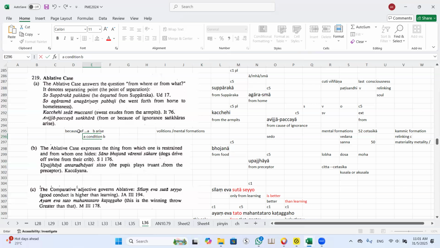B arises because of A. So it's all the same. B arises because of A. So this is interlinked with how you use the English. B arises because of A condition B, or B because of A, B arises. They are the same. It's just a matter of how you look at the concept.